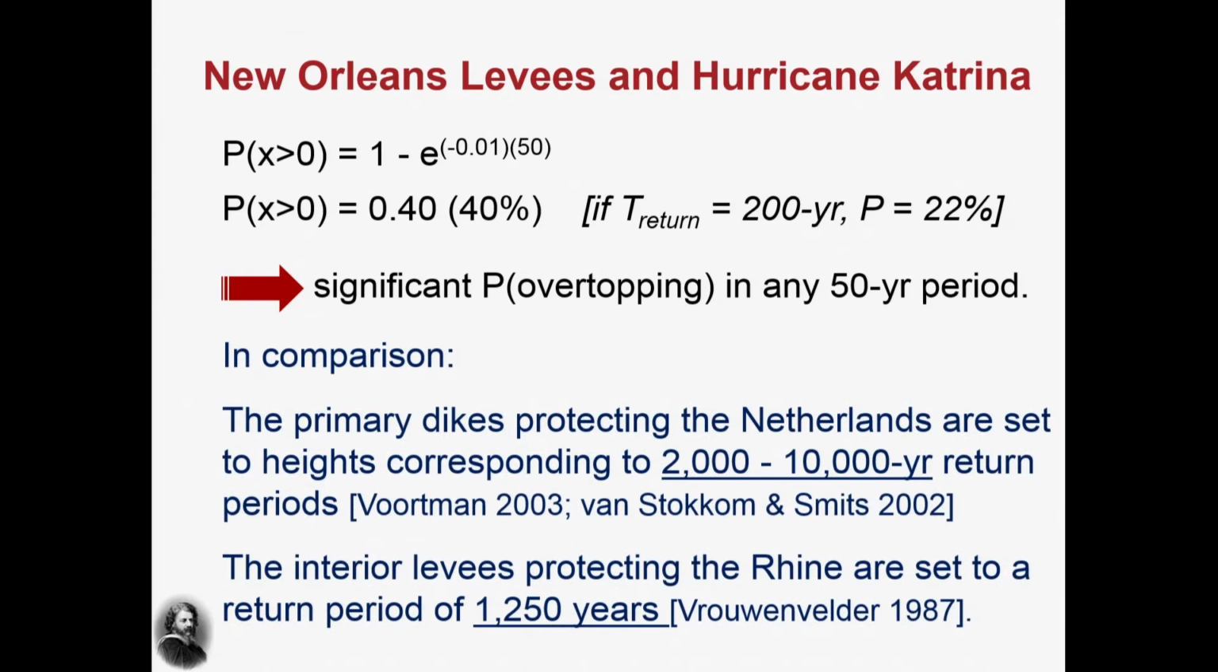In comparison, the dikes in the Netherlands, you know, the Netherlands are below sea level, so they have dikes to protect them. They are designed for heights, flood heights, occurring once in 2,000 to 10,000 year return period. So it's not the same around the whole of Netherlands. And then the levees protecting the Rhine are set to return period of 1,250 years. That's different from 100 years.